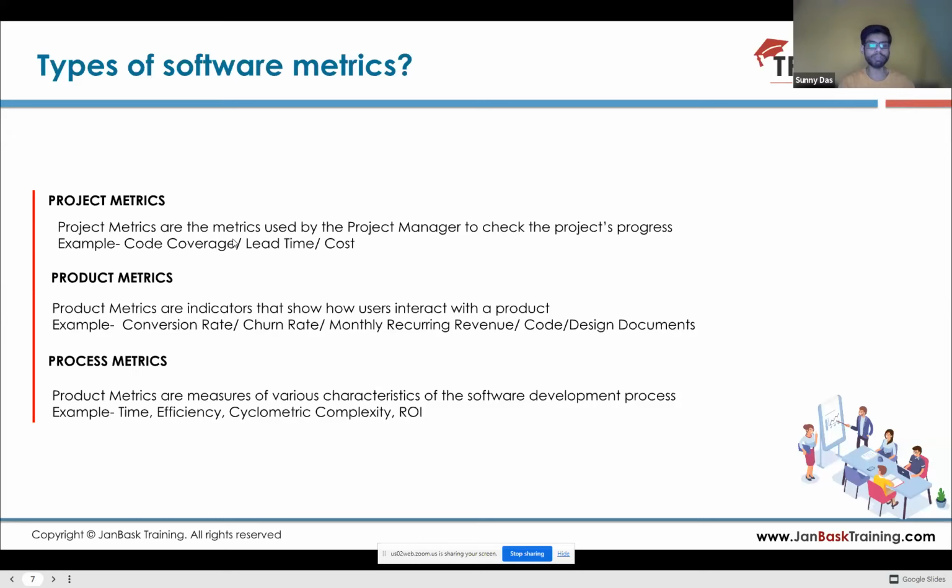Finally, you have the process metrics. In the process metrics, I think you'll have your involvement, like what is the time required, what is the efficiency, what is the cyclomatic complexity that comes from the development side, what is the ROI. So all this kind of software development process metrics will get generated.